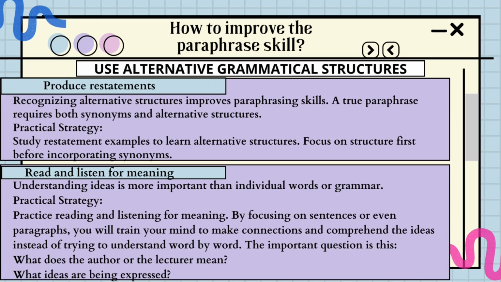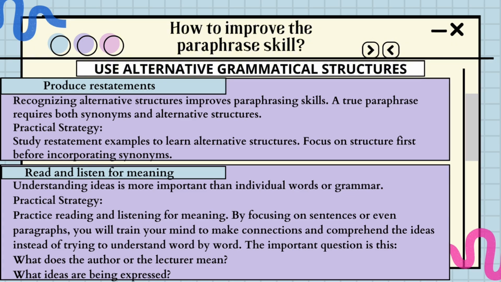Second, use alternative grammatical structure. The number one tip is produce restatements. Recognizing alternative structures improves paraphrasing skills. A true paraphrase requires both synonyms and alternative structures. The practical strategy is to study restatement examples to learn alternative structures. Focus on structure first before incorporating synonyms.